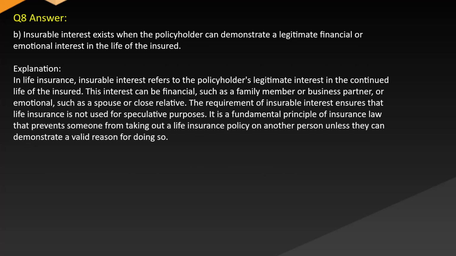Answer B. Insurable interest exists when the policyholder can demonstrate a legitimate financial or emotional interest in the life of the insured. Explanation: in life insurance, insurable interest refers to the policyholder's legitimate interest in the continued life of the insured. This interest can be financial, such as a family member or business partner, or emotional, such as a spouse or close relative. The requirement of insurable interest ensures that life insurance is not used for speculative purposes. It is a fundamental principle of insurance law that prevents someone from taking out a life insurance policy on another person unless they can demonstrate a valid reason for doing so.